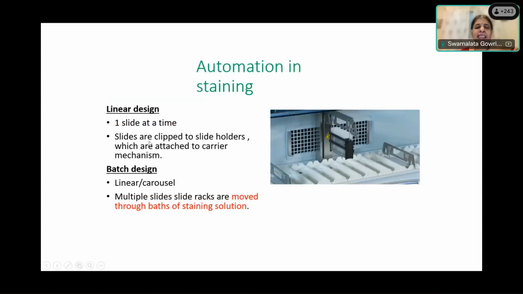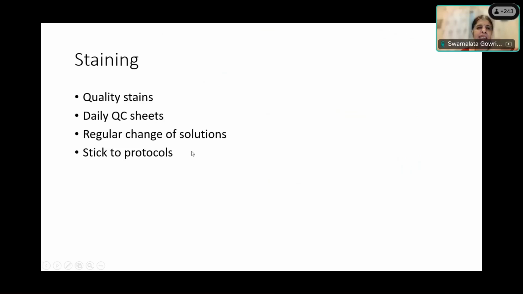So if your workload is small, manual staining is good enough. This linear design can be one slide at a time or it can be in batches. So staining, what all should you look for? You should have a daily quality sheet where somebody is saying, yeah, your hematoxylin is okay, your eosin is okay. Are you regularly changing your solutions? And you must stick to protocols.